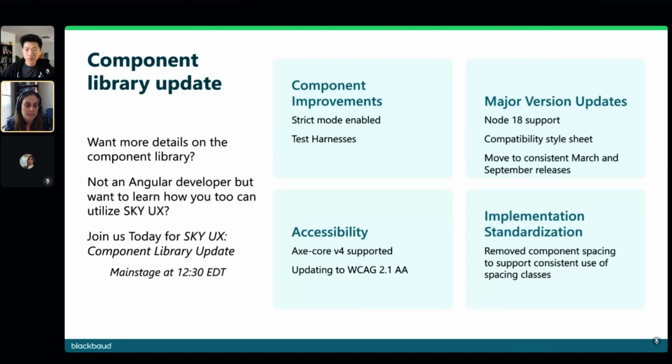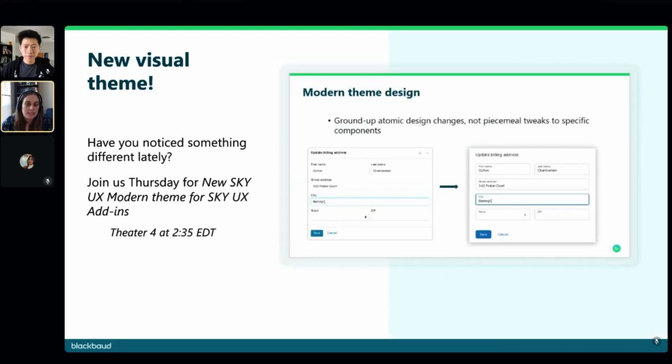We work to adopt specific standards across our components, including accessibility standards with Xcore v4 and looking to update to WCAG 2.1 AA, as well as some technical improvements around strict mode enablement and providing test harnesses for our users. So again, hang out if you want to hear more or check out the session on replay later. If you want to go next.